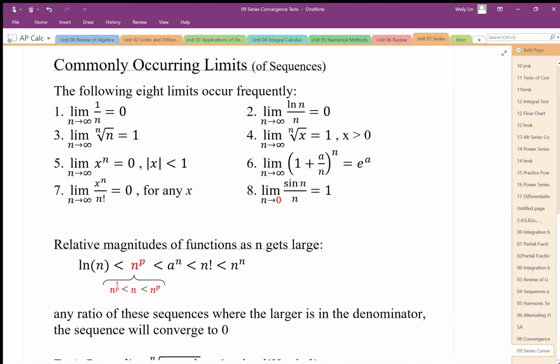So we're going to look at some checks for convergence of series. But before we do that, we're just going to go back to our limits and refresh our ideas about limits, because we're going to have to use limits to check for the convergence and divergence of these series.